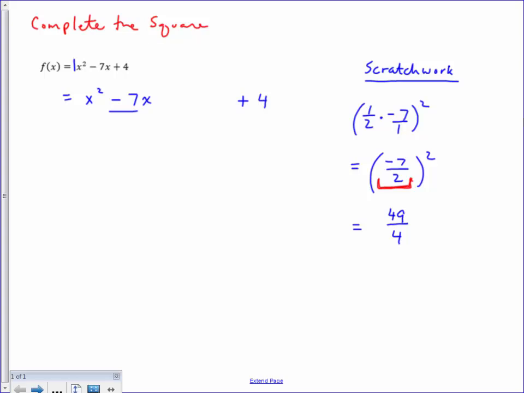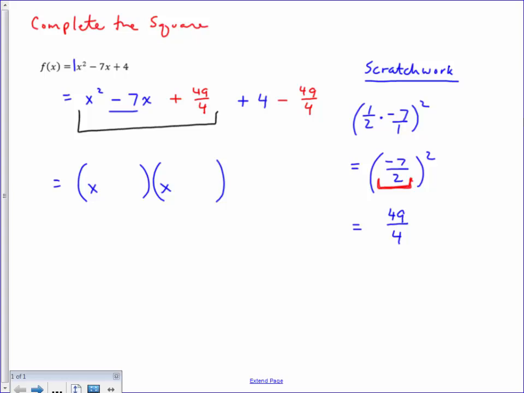The 49 over 4, I need to add 49 over 4 to the x squared and x terms, and then I need to subtract 49 over 4 from the constant term. Now I need to factor the first 3 terms. So I know it will factor as 2 binomials. I know I would use x and x as my first 2 terms.